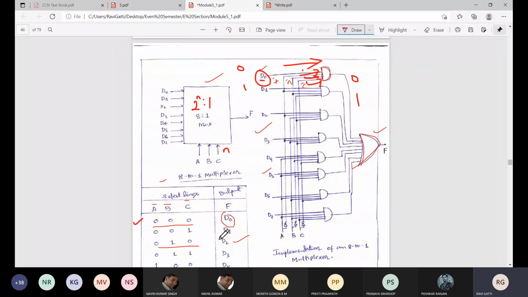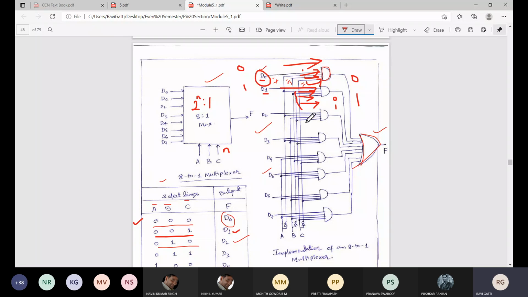First AND gate done. For the second AND gate, if I want to take D1 as the output, what is the condition? What select line should I give? A bar, B bar, C. So I am giving A bar, B bar, and C to this AND gate. Again I need to give D1 to pass to the output. If D1 is 0, 0 will be transmitted. If D1 is equal to 1, 1 will be transmitted, because for an AND gate all inputs have to be ones. The three select pins are already ones, and the remaining pin depends on the D1 value.